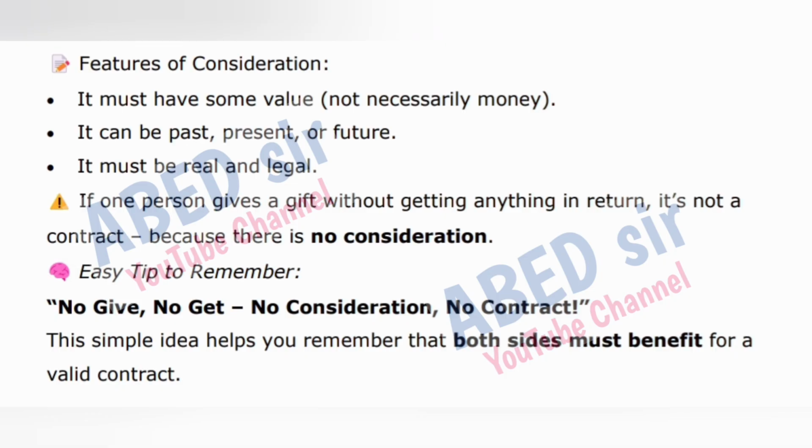Features of consideration. It must have some value, not necessarily money. It can be past, present, or future. It must be real and legal. If one person gives a gift without getting anything in return, it's not a contract because there is no consideration. Easy tip to remember: no give, no get, no consideration, no contract. This simple idea helps you remember that both sides must benefit for a valid contract.